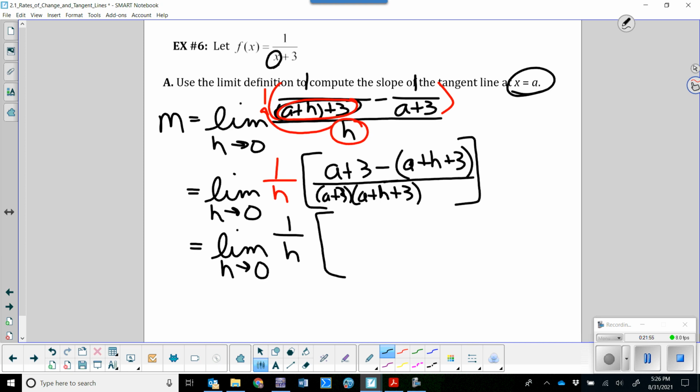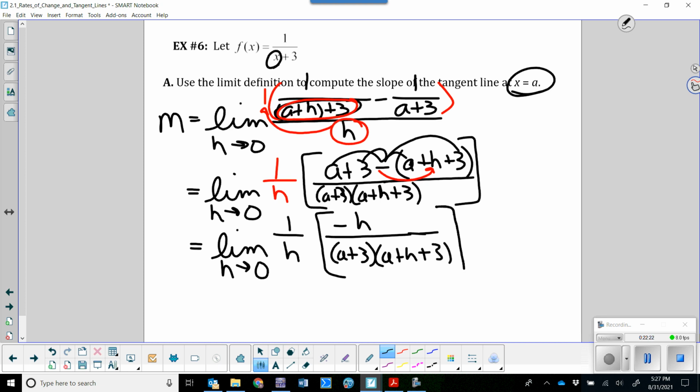So now all I'm going to do is simplify the top. I have a minus a, so that's going to go away. I have 3 minus 3, because I'm going to distribute that. That's going to go away. So then I'm only going to have minus h in the top there. So I have minus h, and in the bottom I still have the a plus 3 times a plus h plus 3 is still written. Okay, now I'm going to simplify.